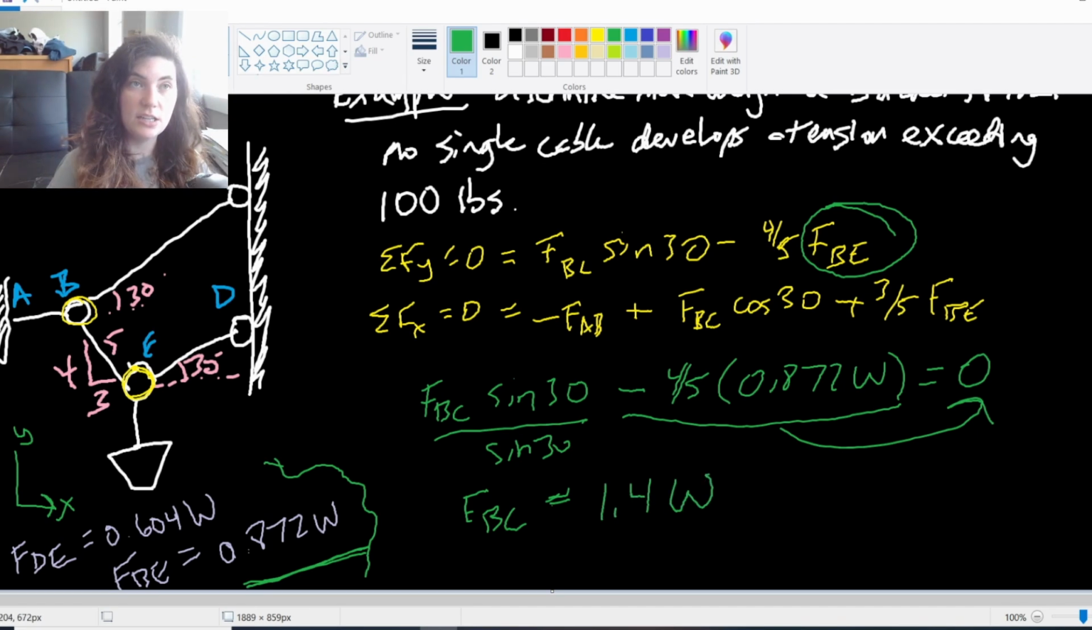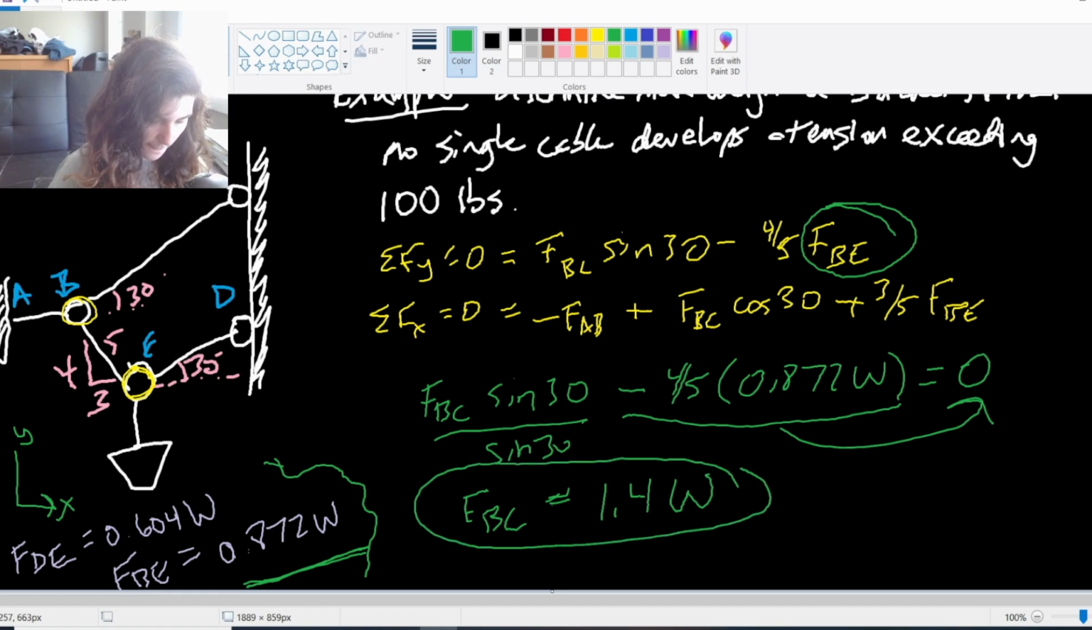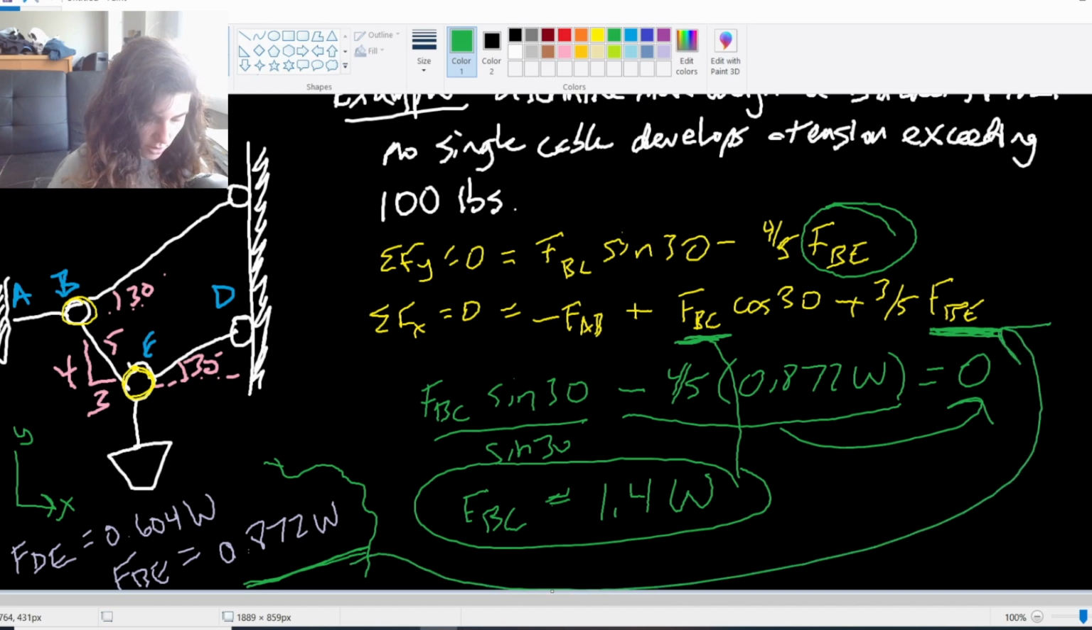So this is our highest contender so far, and there's one last one we need to check, right? There are a total of 4 cables in this problem. You have AB, BC, BE, and DE, right? So we've checked 3 of the 4, so we'll go ahead and substitute in this last one into our equation here, along with F_BE in our equation from over here.